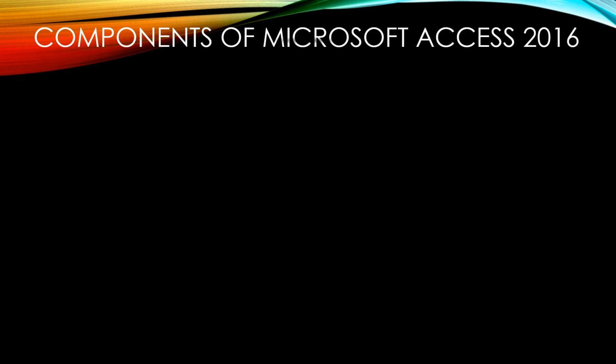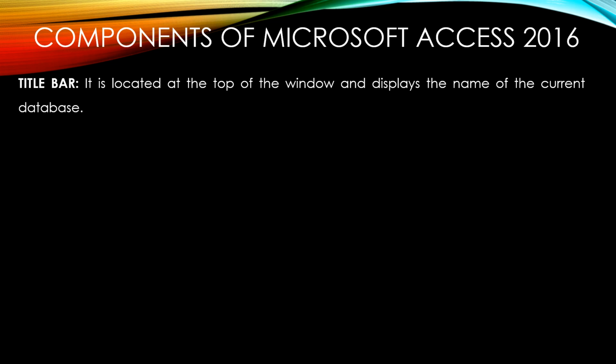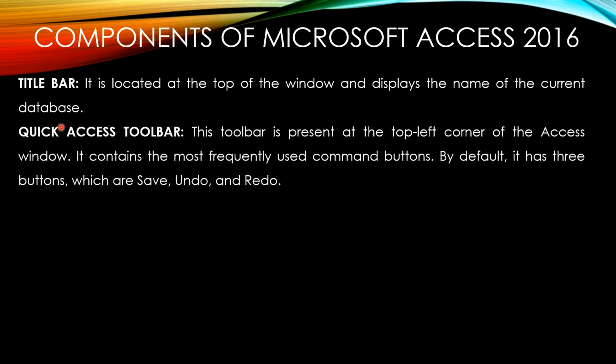So let us discuss the components of Microsoft Access one by one. The first is the title bar. It is located at the top of the window and displays the name of the current database. Whatever database you are working on, the name of that database is going to show on the top of the window. Then we have the quick access toolbar. It is present on the top left corner of the Access window and it will help you to quickly access command buttons such as save, undo and redo. Instead of going to the file menu and then selecting the commands, you can quickly access these commands from the quick access toolbar.